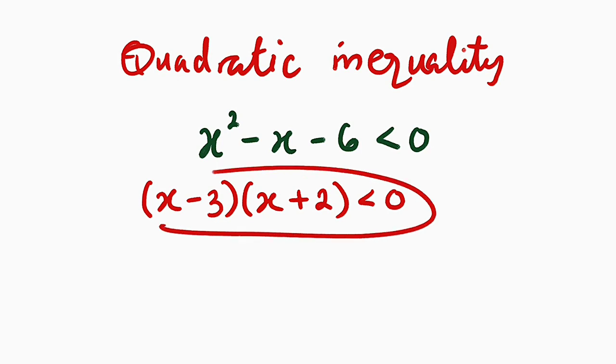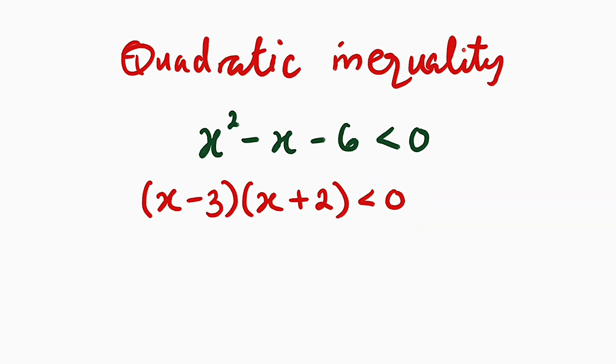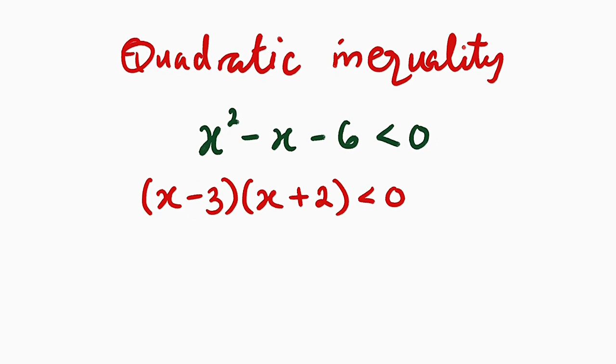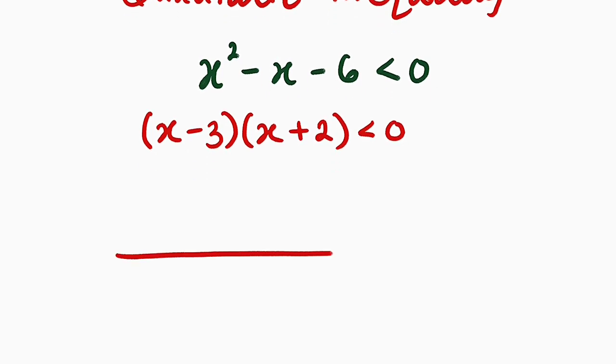If we assume this to be an equation, we set each factor equal to 0, and taking the constants to the other side, we have either x = 3 or x = -2. So those critical points are the ones we are going to test on the number line. So if this is a number line, we have our -2 right here, and we have +3 right here.